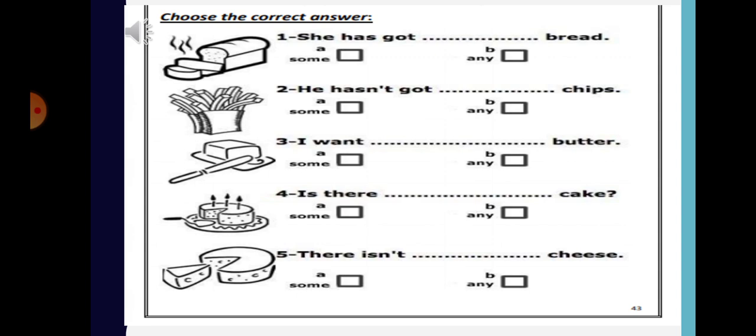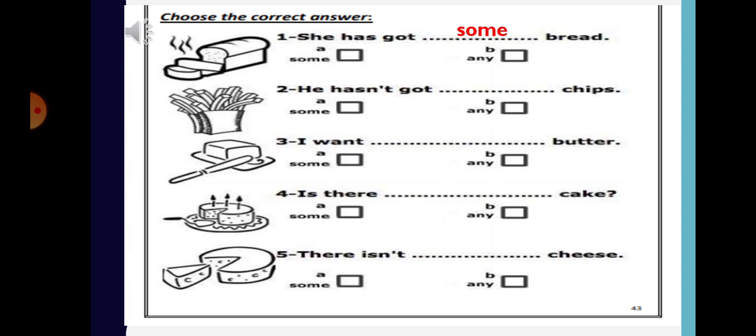Here, is it a question? No. Can you see not? No. So you are going to use any? No. Any, I'm going to use any only if I can see not or a question mark. Can you see here not or question mark? No, so I'm going to use some.